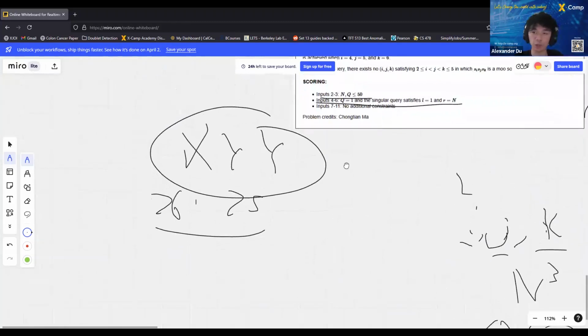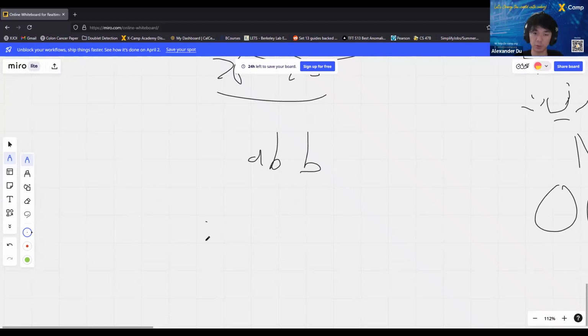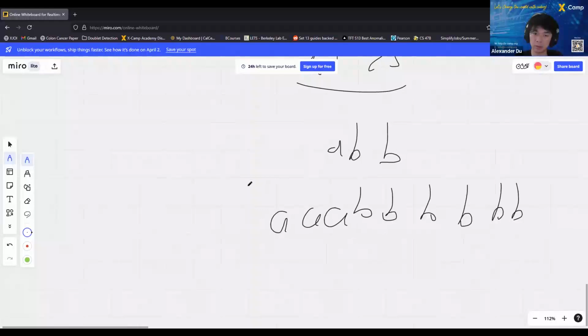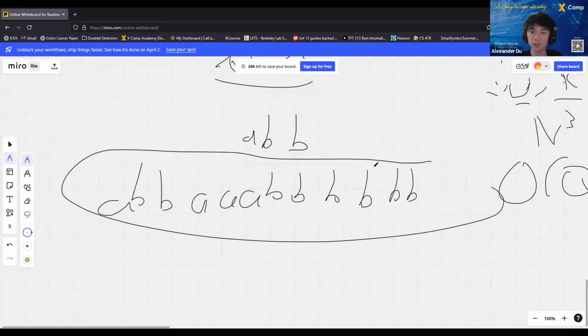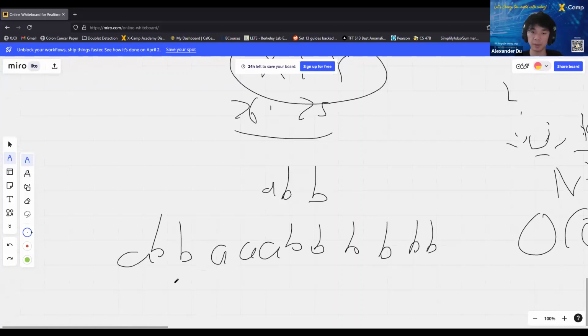But the issue is for each one, let's say we fix X, Y, Y to be A, B, B. There could theoretically be a lot of different ways to compute it. Let's say our array initially is like this. There's a lot of different ways we can choose an ABB. We could choose this A, this B, this B, or this A, this B, this B, or this A. There's so many ways. The number of ways to choose this is on the order of n cubed, so that's not really going to work.